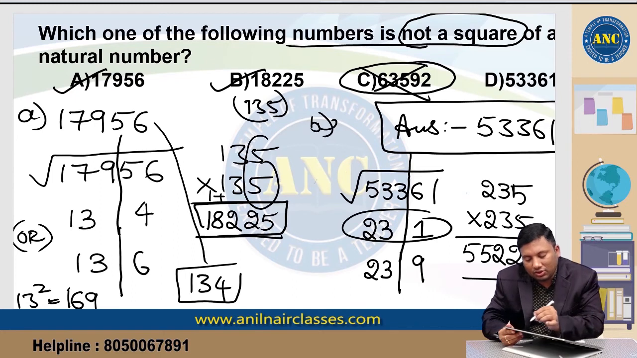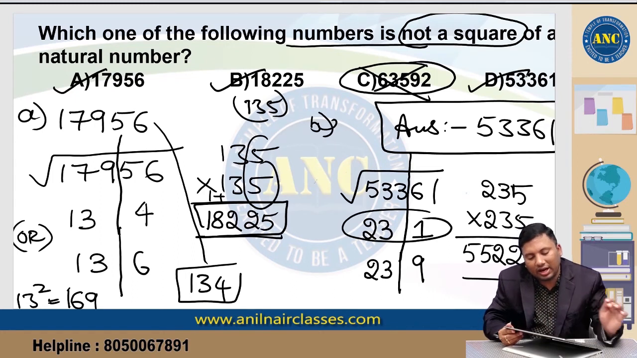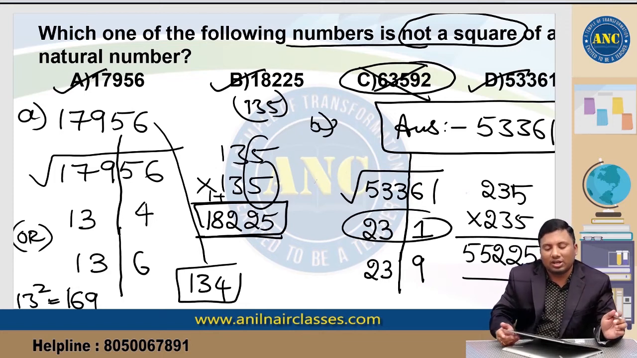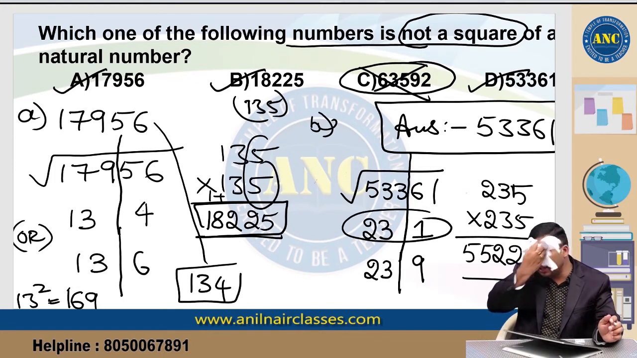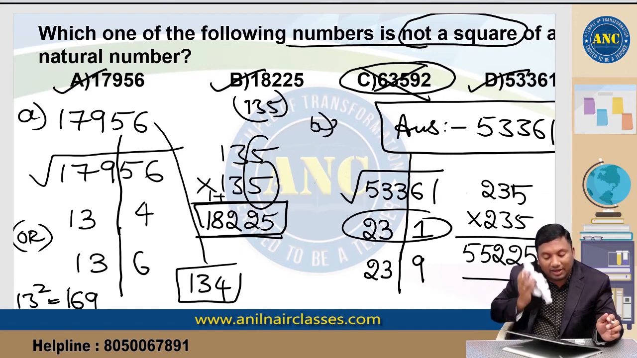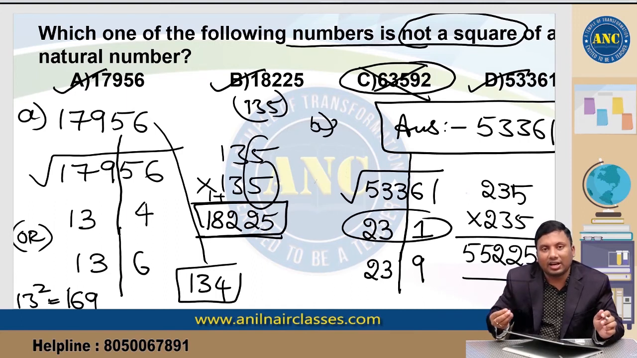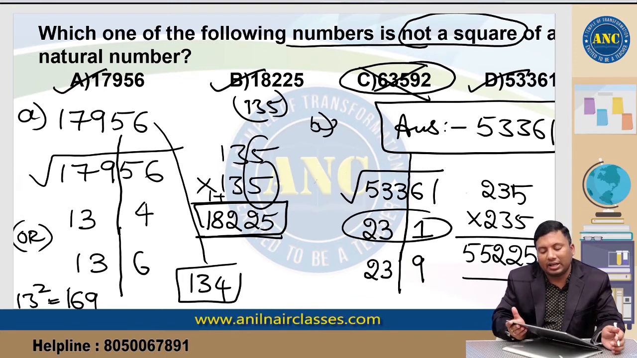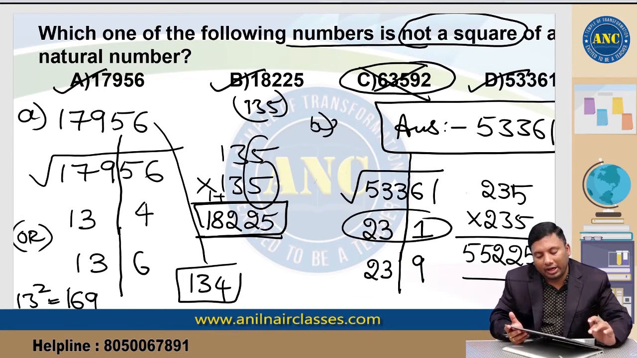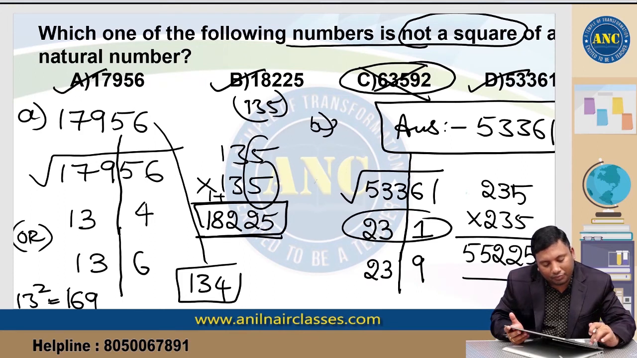So the answer for this question is 231. This is a square, this is a square and this is a square. C is not a square. Directly you can tell that 63592 is the answer, because a perfect square never ends with 2, 3, 7 or 8. Instead of telling that C is right, I tried to show you that all the other three are perfect squares. What if the option contains one more option, how to do it? I hope the logic is clear.